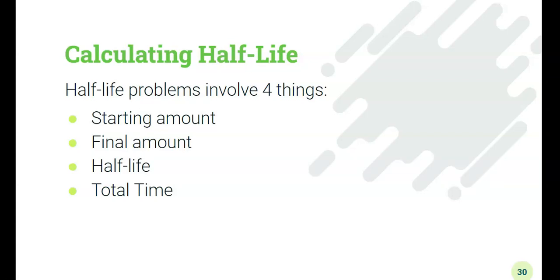And whenever we do a half-life problem, we're going to use 4 things: the starting amount, the final amount, the half-life, and the total time. And in any given problem, you'll be able to find 3 of these, and you'll be solving for the 4th.